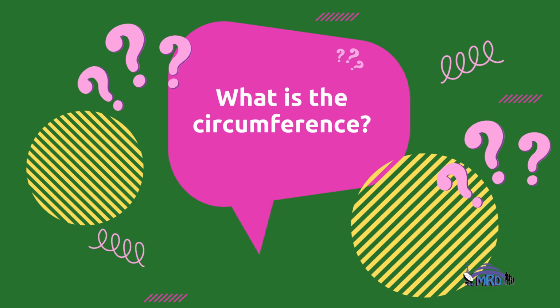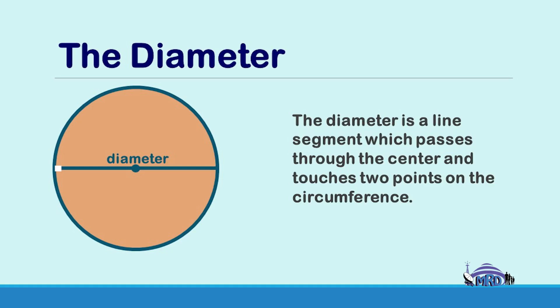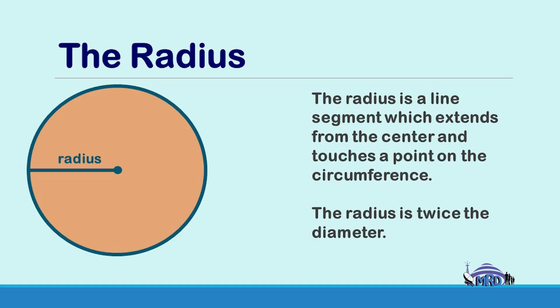What is the circumference? The circumference is the perimeter, the distance around the circle. The diameter. The diameter is a line segment which passes through the center and touches two points on the circumference. The radius. The radius is a line segment which extends from the center and touches a point on the circumference.